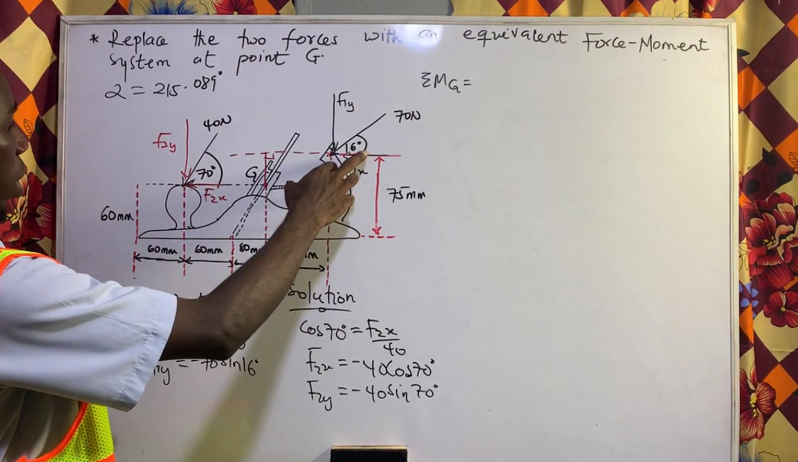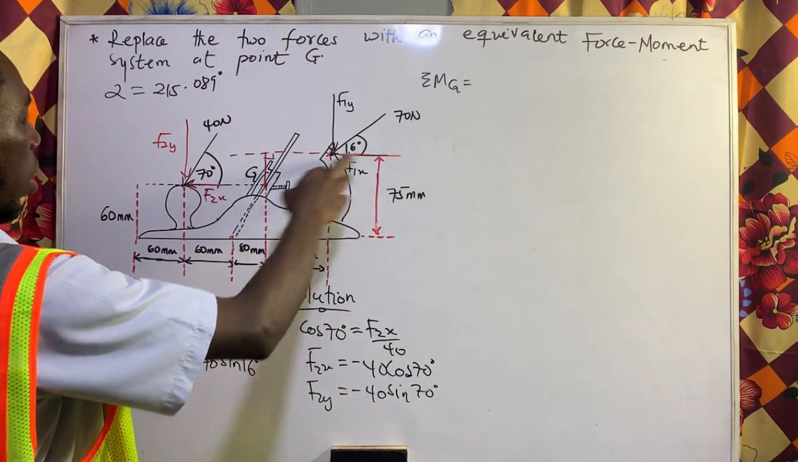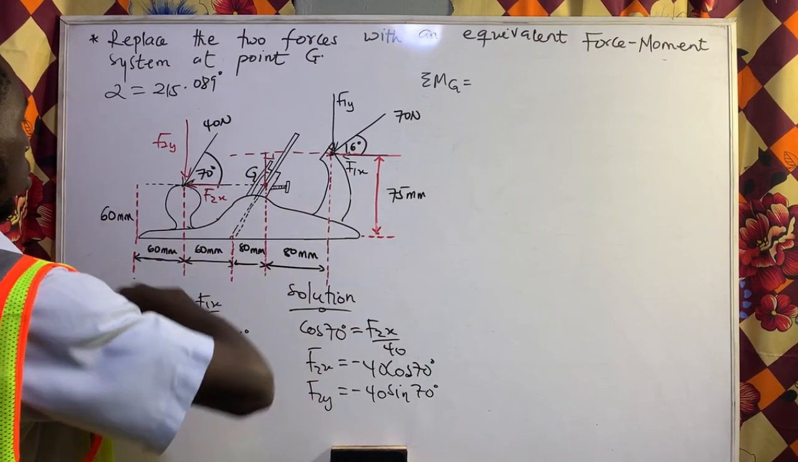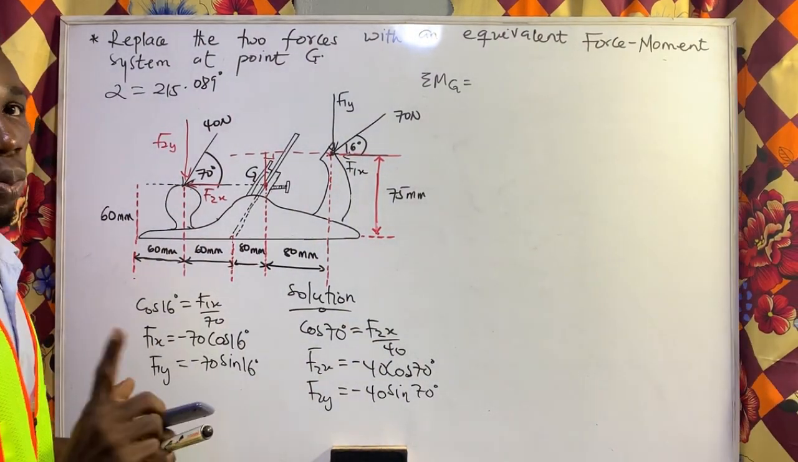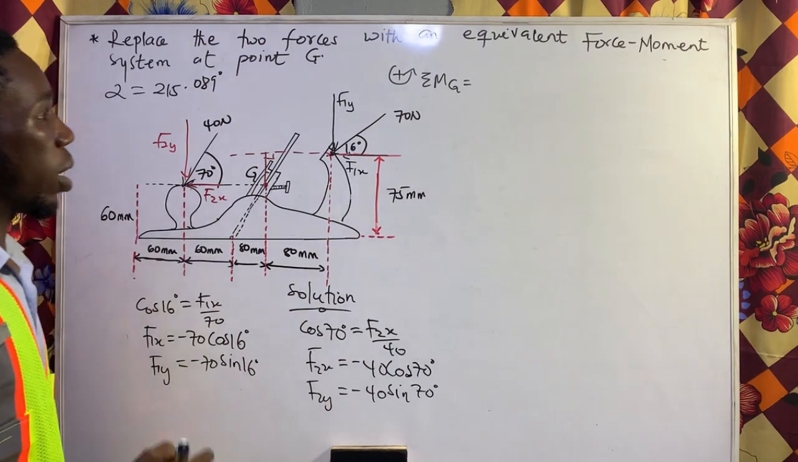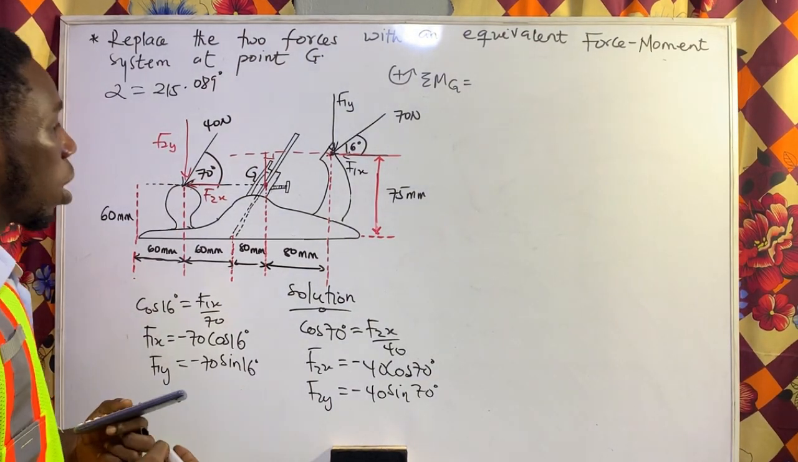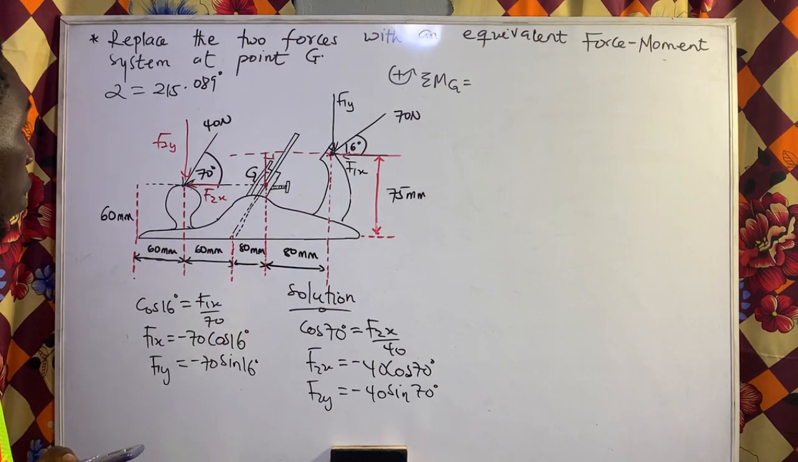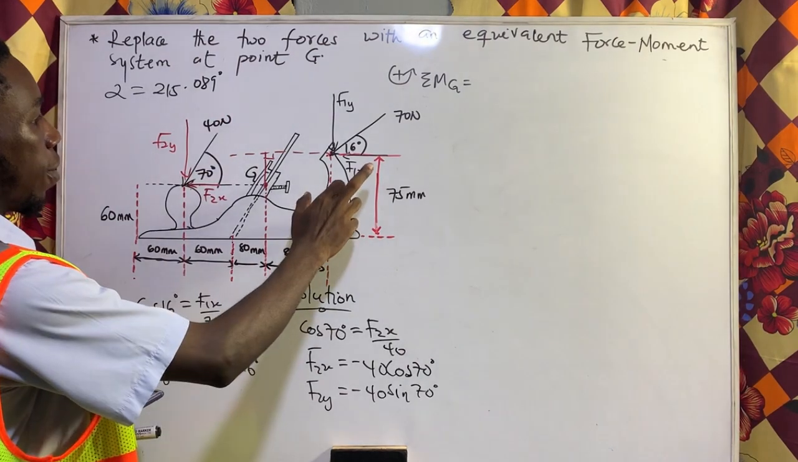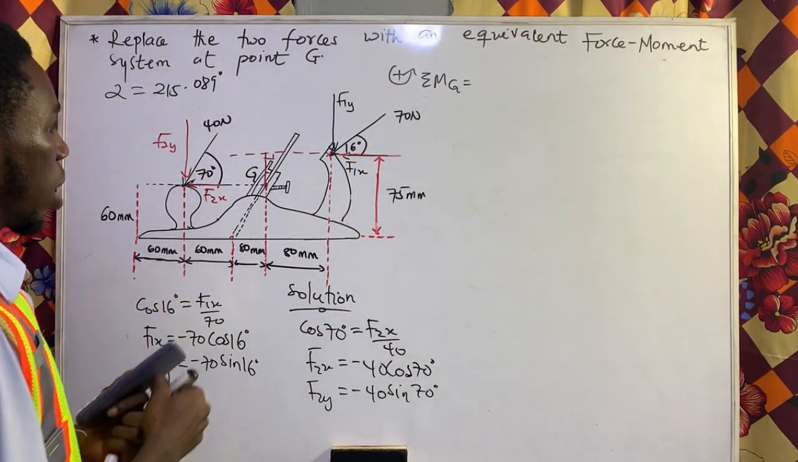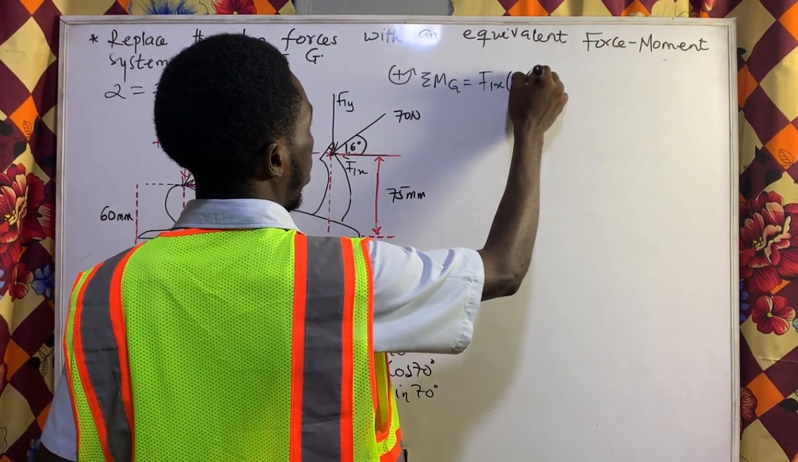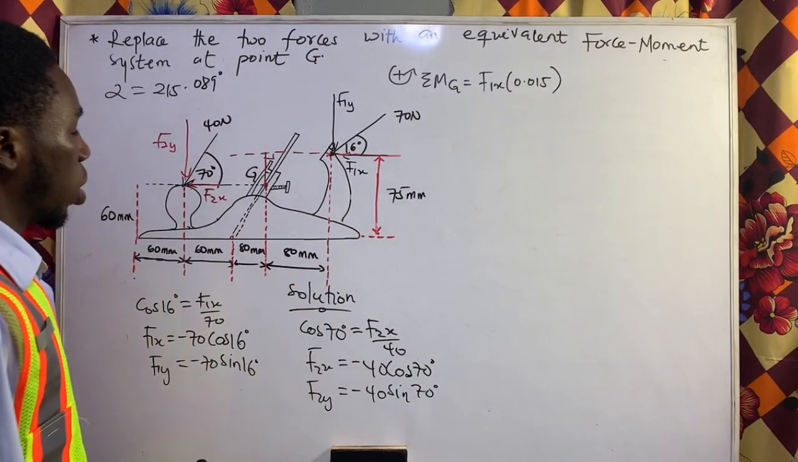This x component will cause a counterclockwise moment about point G. So that is positive. We are taking counterclockwise as my positive direction. Now let's find the moment for F1x. That's going to be F1x multiplying 0.015.